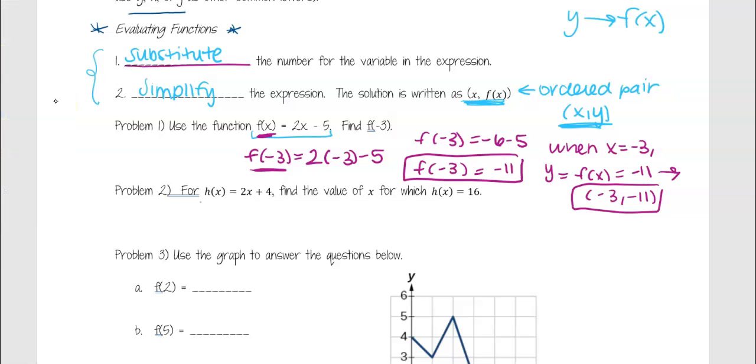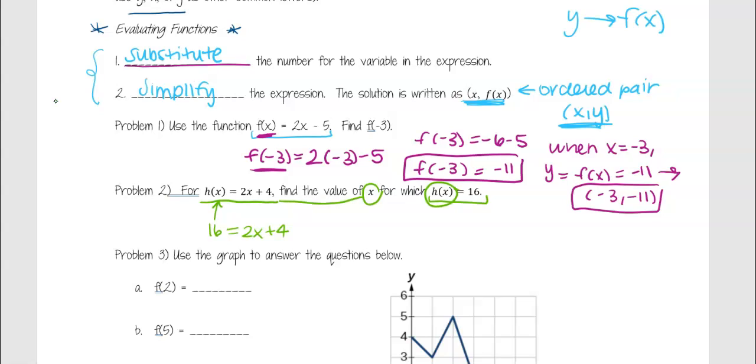I have h of x equals 2x plus 4, find the value of x when the function h of x equals 16. So this is the other way around. This time it wants me to find the value of x when h of x equals 16. So they're telling me the function h of x equals 16. I'm going to substitute 16 in for h of x. And then notice what's left is the x value. That's what I'm trying to find.